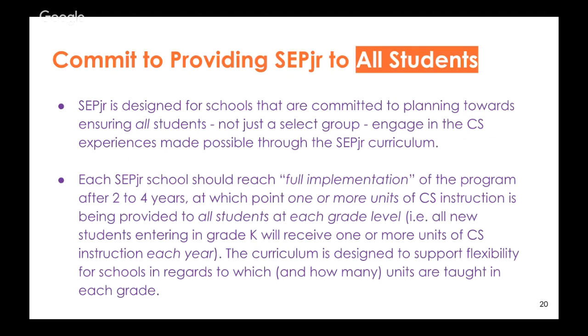Each SEPjr school should reach full implementation of the program after 2 to 4 years, at which point one or more units of computer science instruction are being provided to all students at each grade level. That means all new students entering at kindergarten will receive at least 1 unit of computer science every year that they're in the school. And the curriculum is really designed for schools in regards to how many units are taught in each grade.